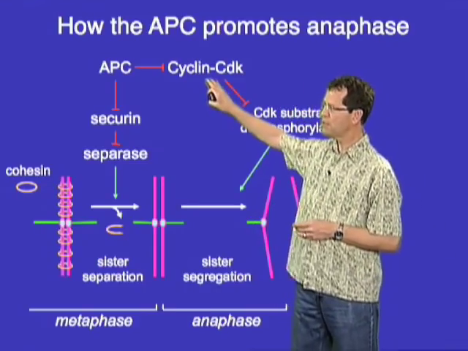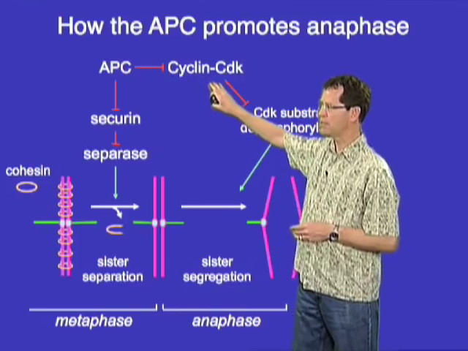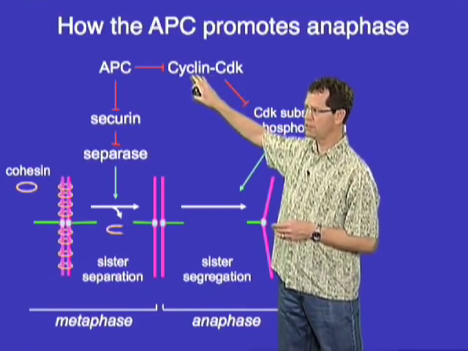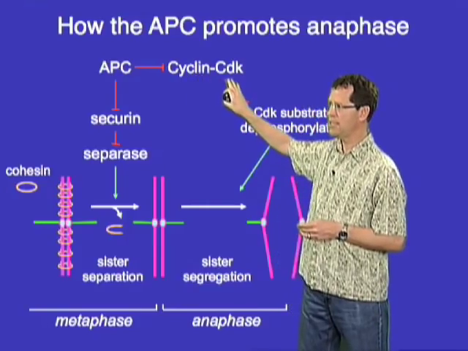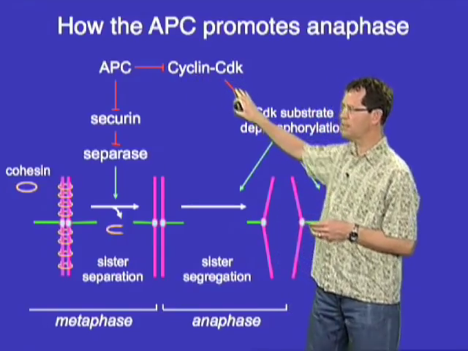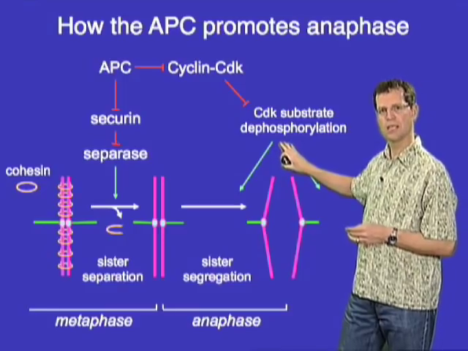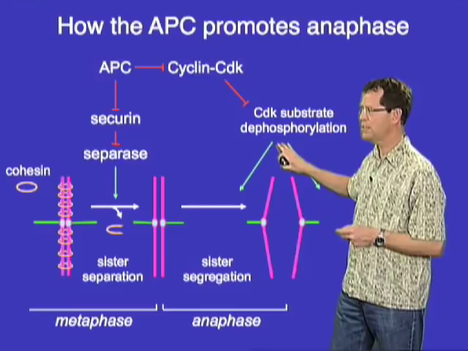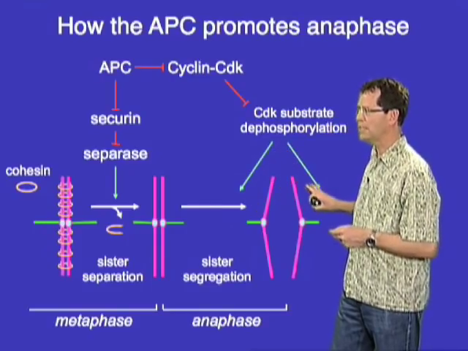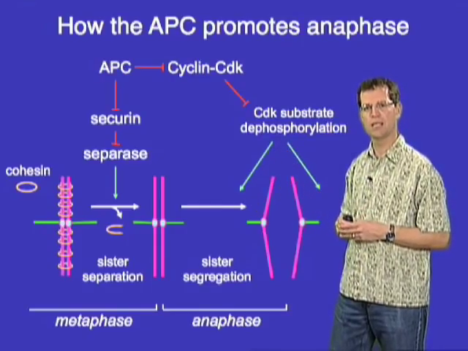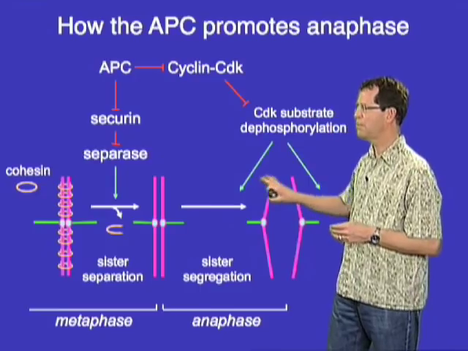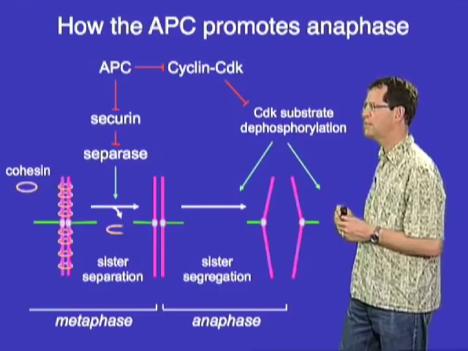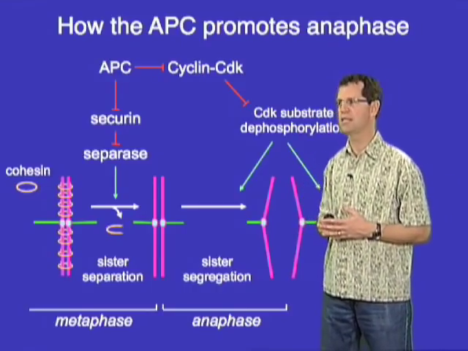Now, the other major target of the APC are the cyclins, the regulatory subunits that activate the CDKs. And so when cyclins are destroyed in mid-mitosis, that leads to the inactivation of the associated CDKs, which then allows dephosphorylation of CDK substrates. That dephosphorylation of CDK substrates is essential for normal progression through the stages of late mitosis. So, for example, normal anaphase spindle behavior and the disassembly of the spindle and cytokinesis all require dephosphorylation of CDK substrates.